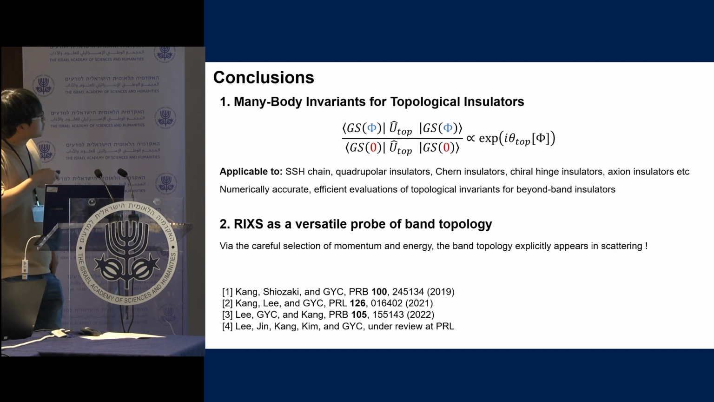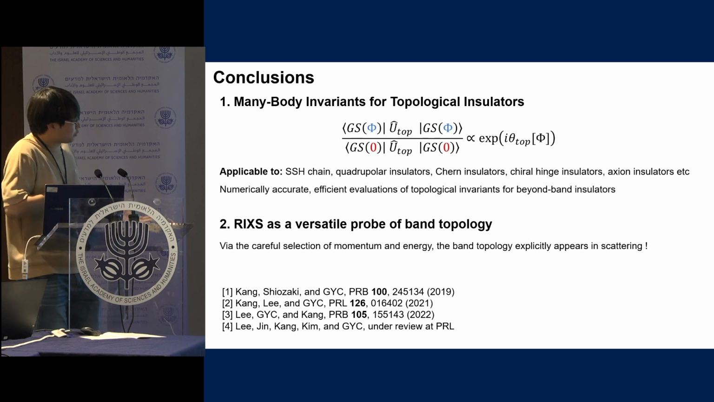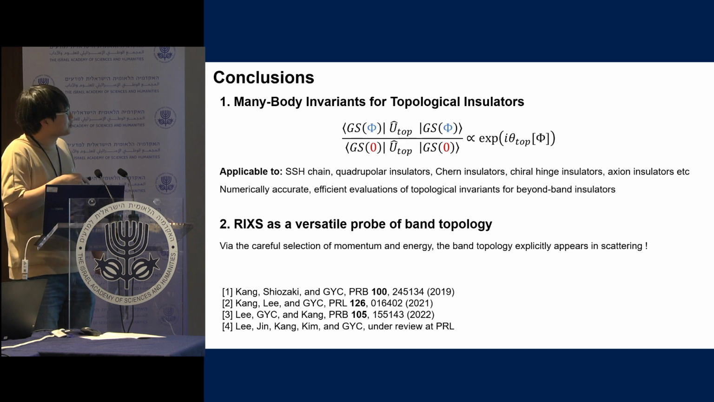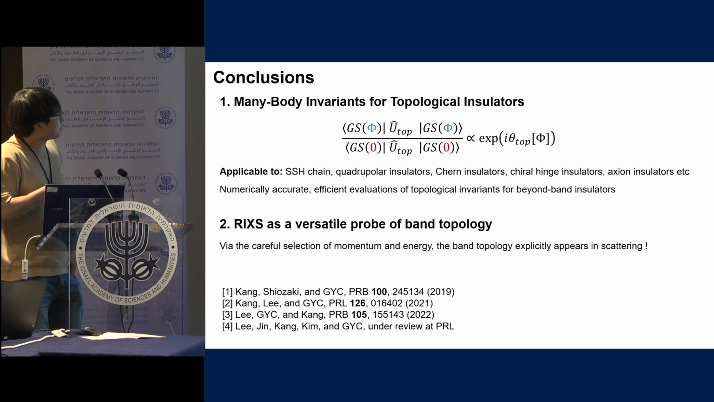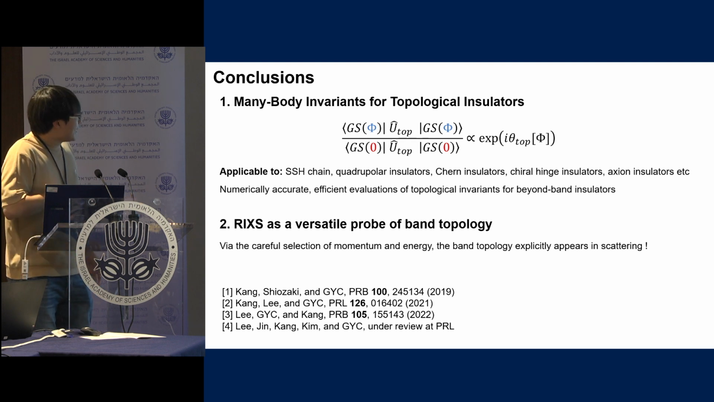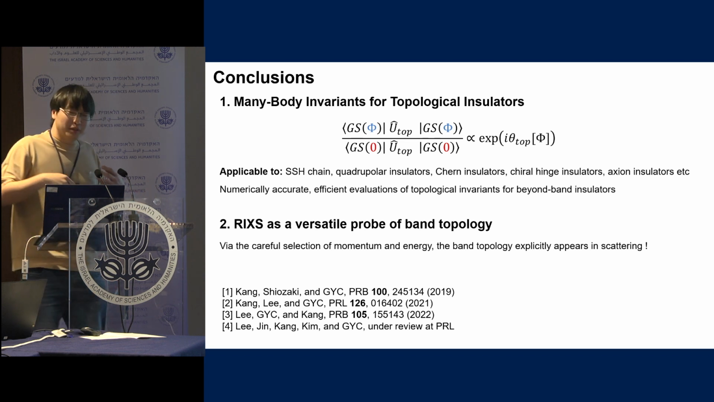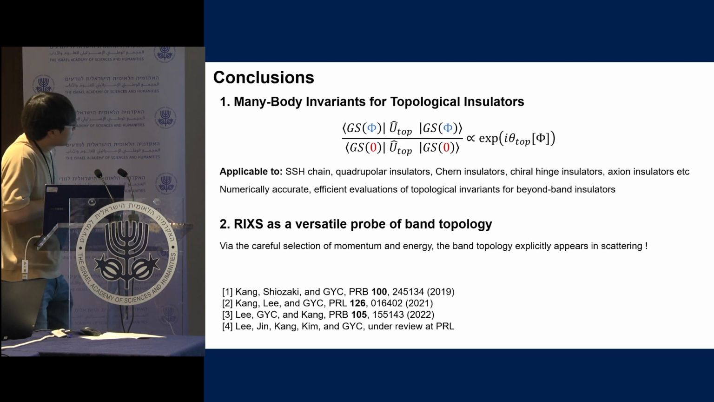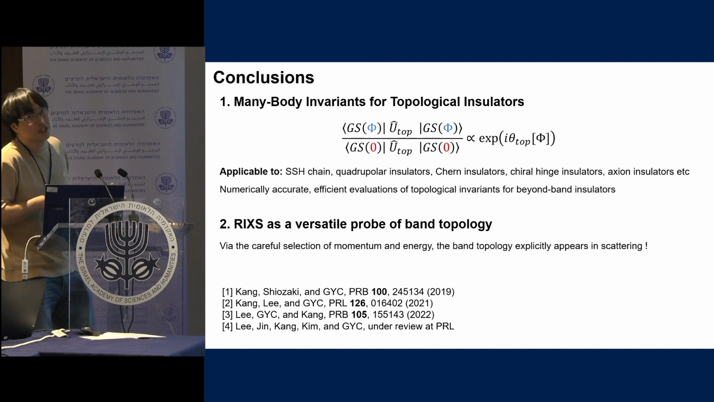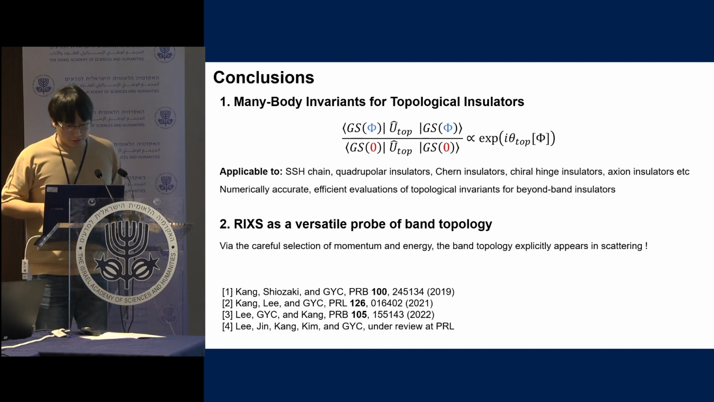Then the conclusions. I introduced the many-body invariants. Maybe I spoke too fast, but the many-body invariants for the topological insulators can be applied to the Schnyder-Wieger quadrupole insulators, Chern insulators, and so on. And we showed that RIXS could be a versatile probe for the band topology. But what you need is to carefully select the momentum, energy and the polarization of the photons too.